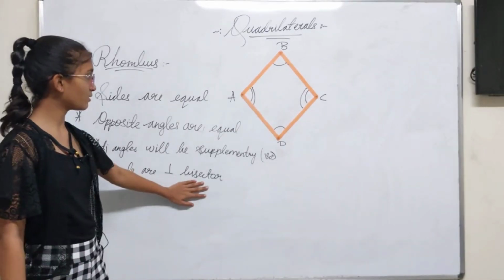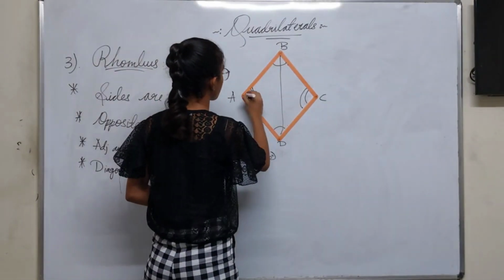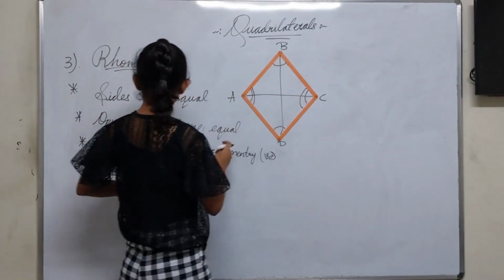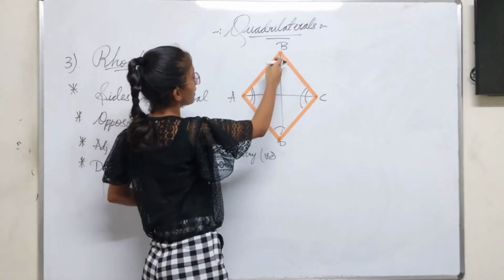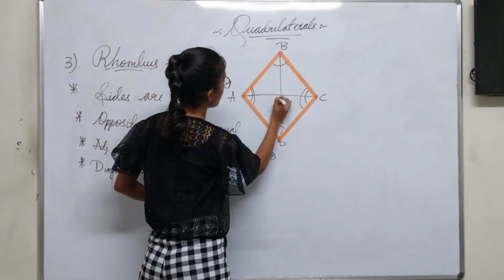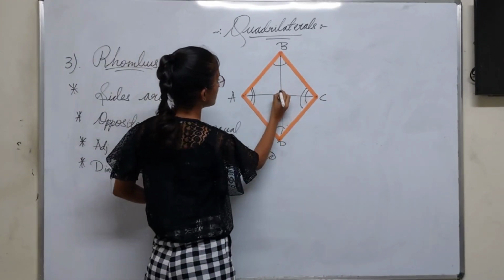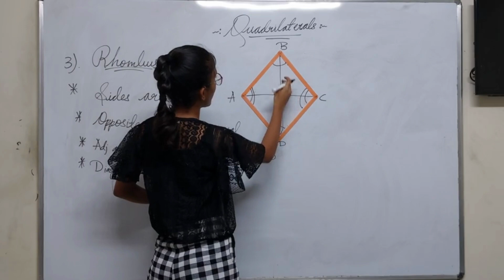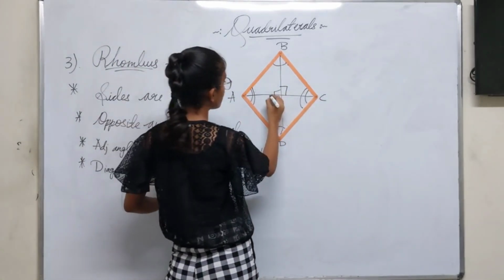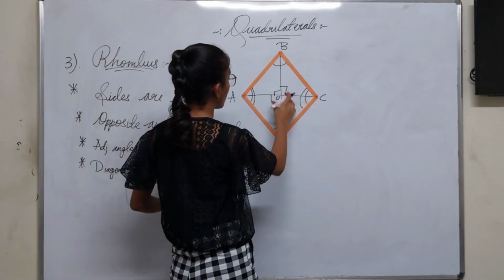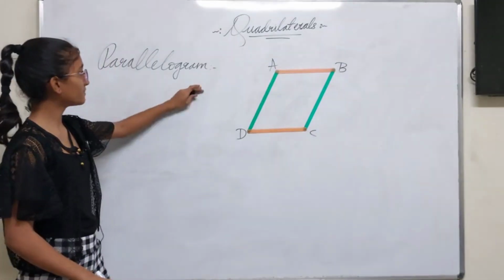Diagonals will be perpendicular bisectors, which means angle BOA and BOC, these two will be 90 degrees, and angle AOD and DOC, these also will be 90 degrees, which means all the angles will be equal to 90 degrees. So next comes the parallelogram.